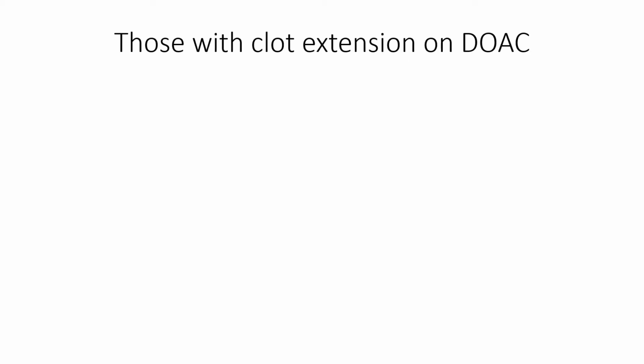Those with clot extensions on DOACs. So this is a bit of a tricky situation. So let's say you've got a patient with a DVT that's scanned, the symptoms aren't going away, so they're rescanned, and that clot in the leg is actually getting bigger and bigger despite being on a treatment dose DOAC. What would you do then?